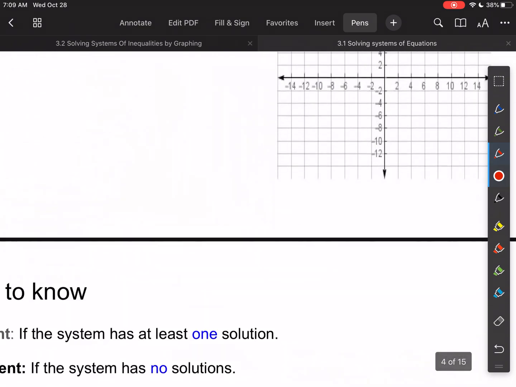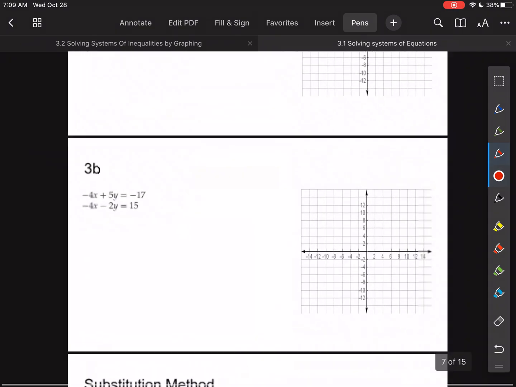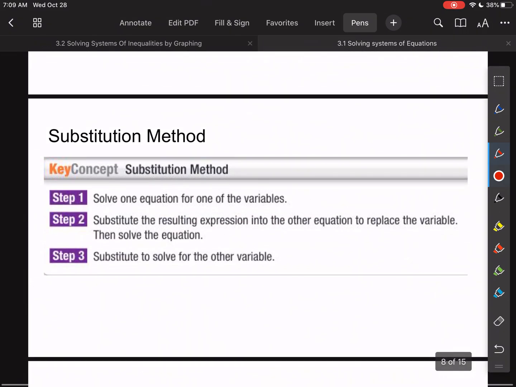So knowing that, we're going to cruise down here to two methods, and we've talked about these before, I believe, in Algebra 1, but we're going to bring them back here. Two methods to solving a system algebraically. One is what we call the substitution method, and the other is called the elimination method.